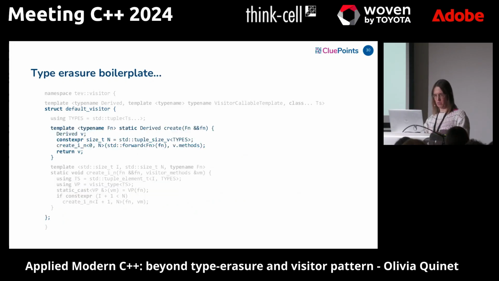And now it's a bit of machinery to, in fact, initialize this vector. So we have a static create function that takes something. It can be a lambda, and it will apply that lambda to each of the types of the methods. And in fact, at that point, it's where the compiler will actually instantiate the lambda with the derived type that it needs to match.